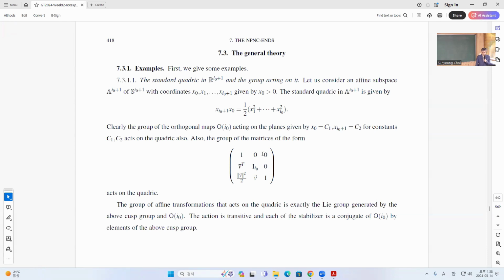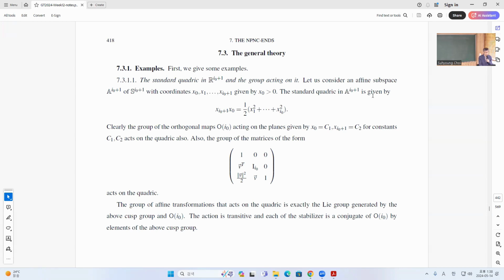So you can do explicit computation and show that it acts like that. And this is actually a transitive action, and it is actually isomorphic to R^I0. Okay, because this is just a group of vectors, actually isomorphic to this group of vectors. So the group of affine transformations that acts on the quadric is exactly this group.